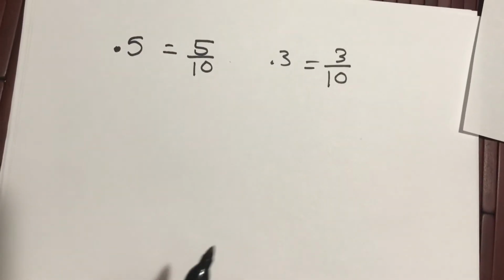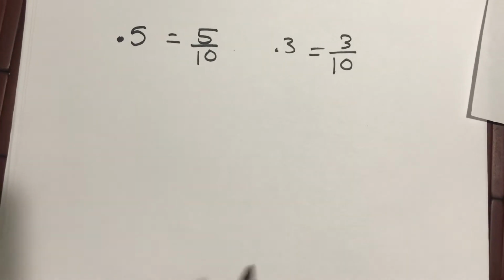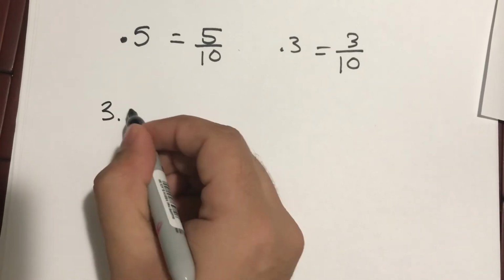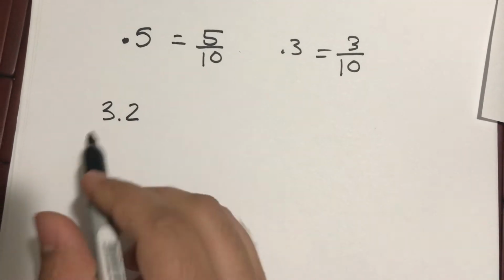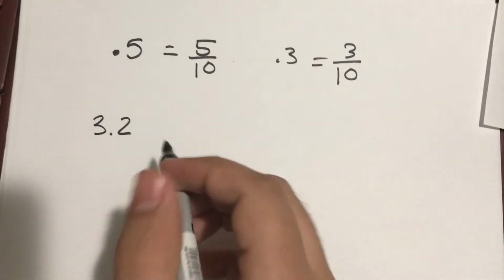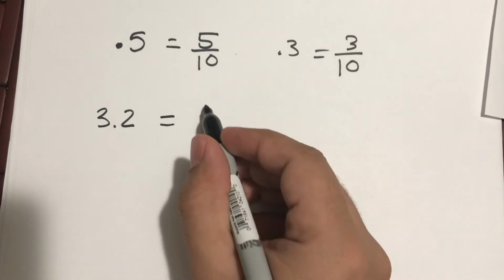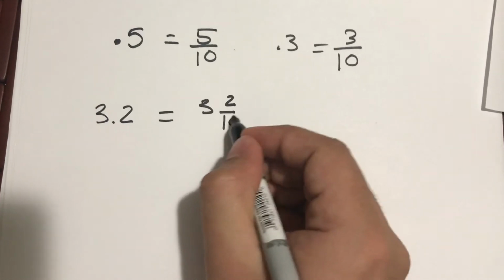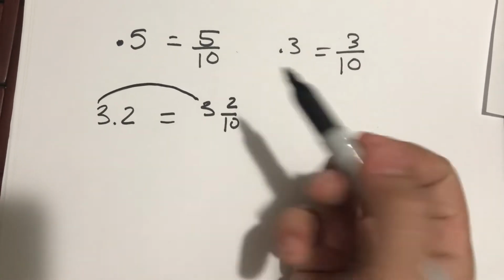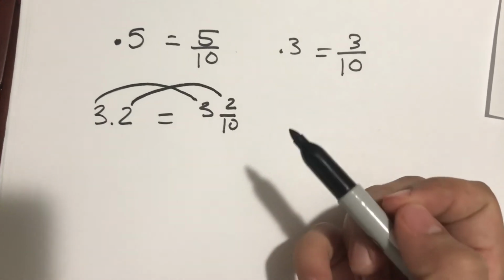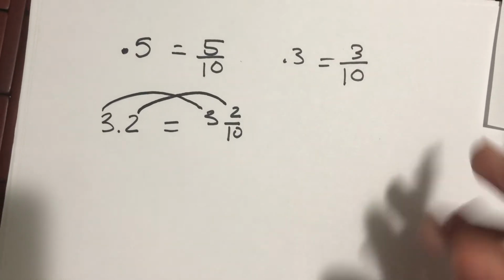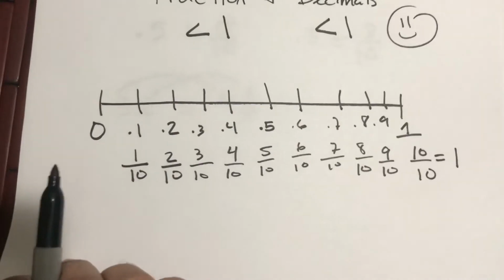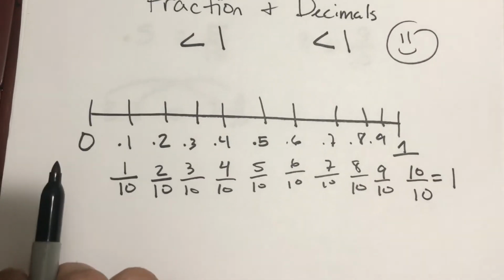Now, what happens when they give you a whole number in a decimal? So let's say they give you 3.2 or 3 and 2/10. That would be the same thing as 3 and 2 over 10. The 3 is the whole number and the decimal would be the fraction. And like I said earlier, fractions are equivalent to decimals. Well, not equivalent, but they represent part of a whole.